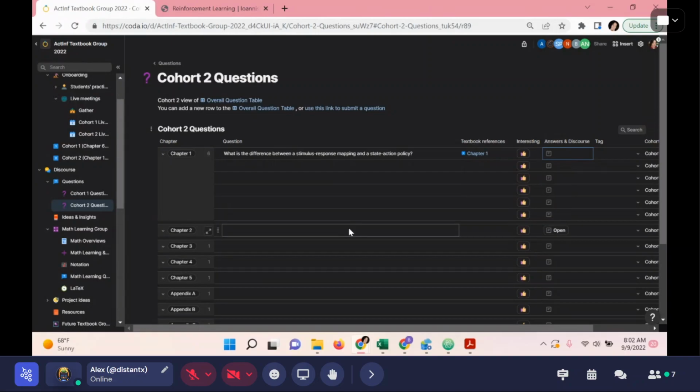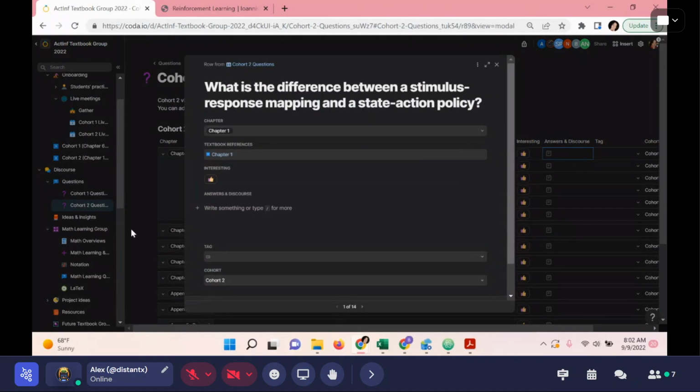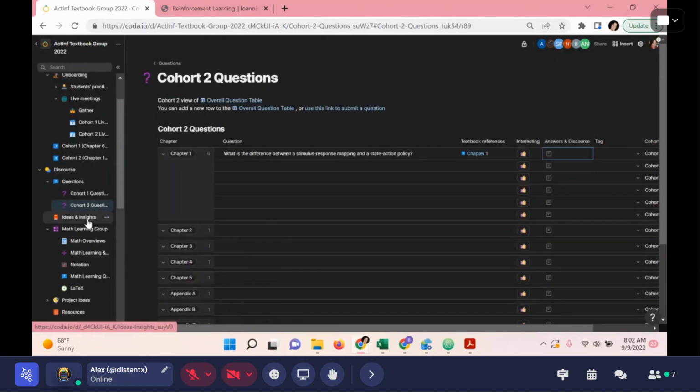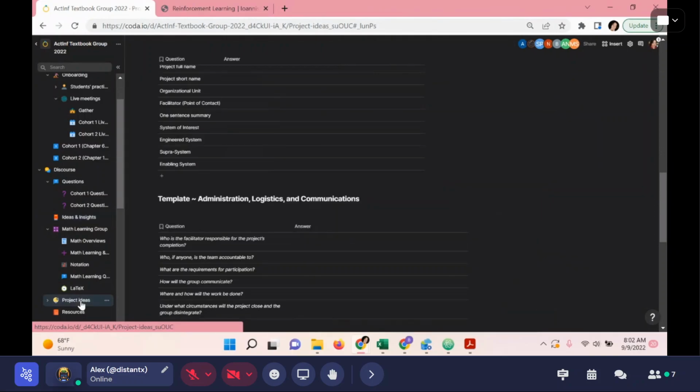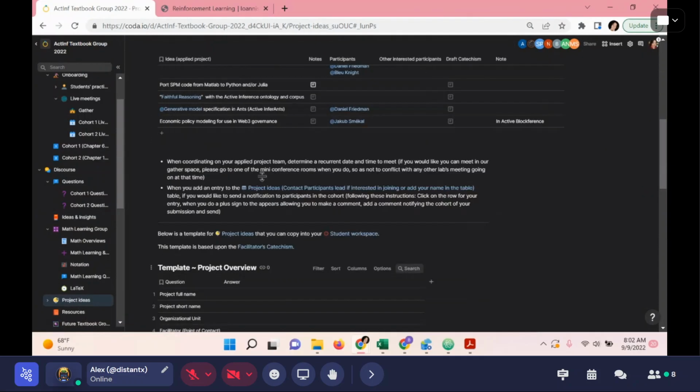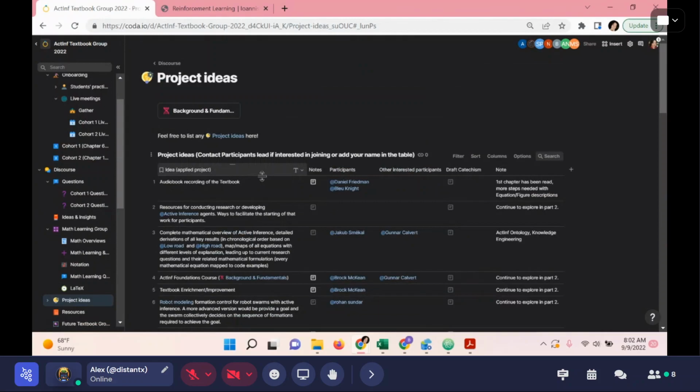After looking at the questions, we will pull back and focus a little more broadly. Maybe we'll go over here to touch on the ideas and insights of the chapter, and ideas for that week. Then in the last minutes, we can see if there have been any changes to the project ideas and start to see what people are excited about applying active inference to. And then we will end at the top of the hour.